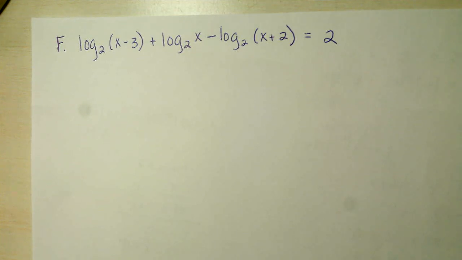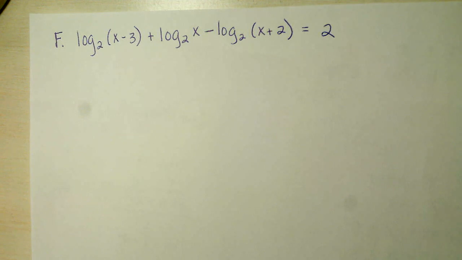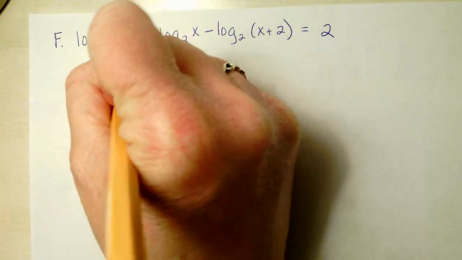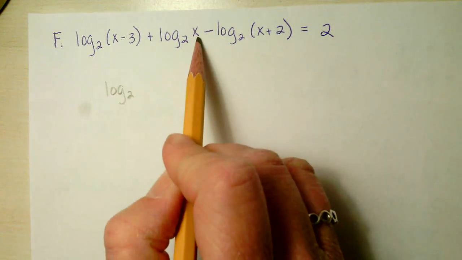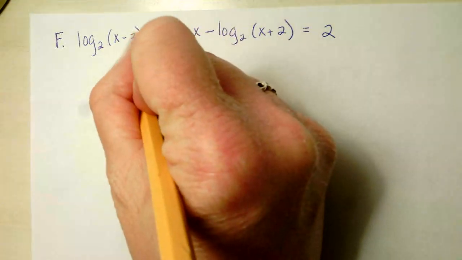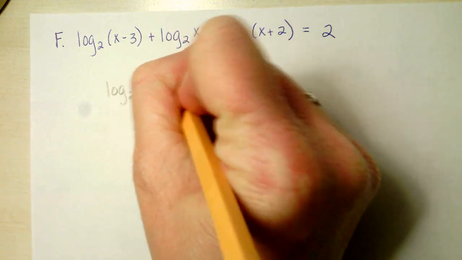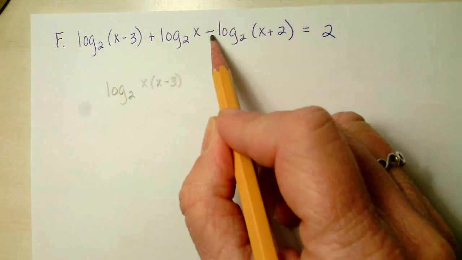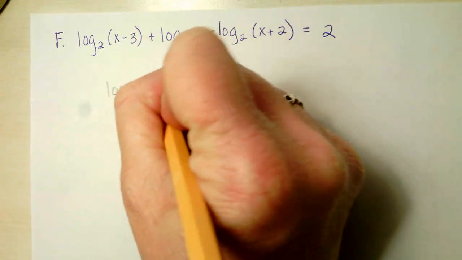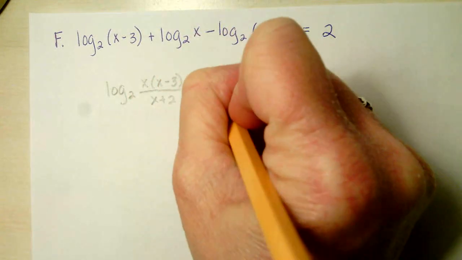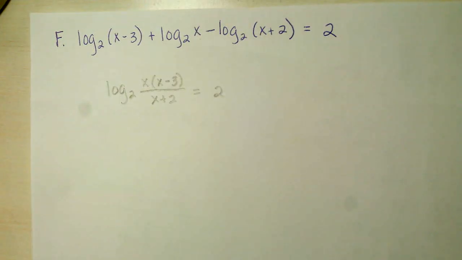Here is example F. So if you have been working on condensing and you are ready to do this in one step, I can see that this will be the log base 2 of my first two arguments multiplied together. So I am going to put x times x minus 3. And then my subtraction is going to cause a quotient. So over x plus 2, and that is going to be equal to 2. Okay, if you are ready to go right there, by all means, please do.